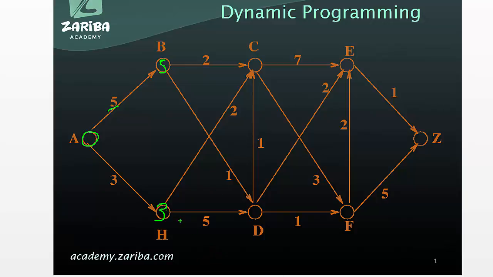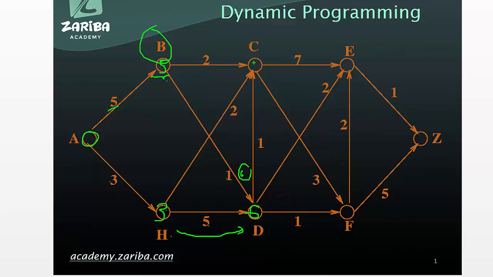Okay, take a look at D now, which is a neighbor of both H and B. So you can get into D by H and B. So from B, the shortest path before that was 5. So 5 plus 1 would give us a 6. And then we have the 3 plus 5, which would give us an 8. The shorter one is 6, so we put a 6 in here.